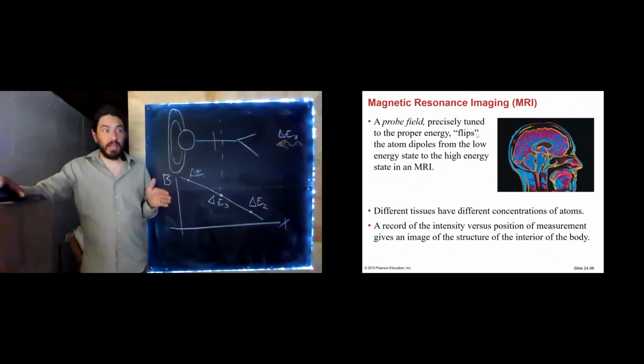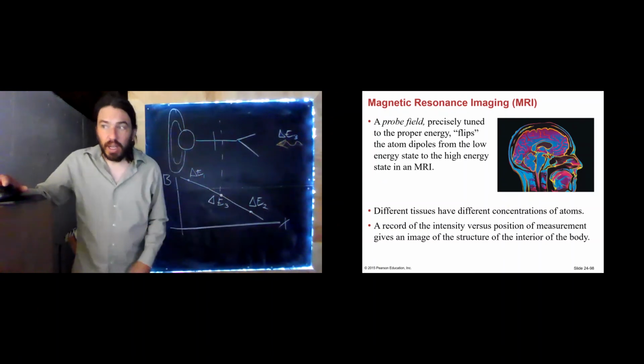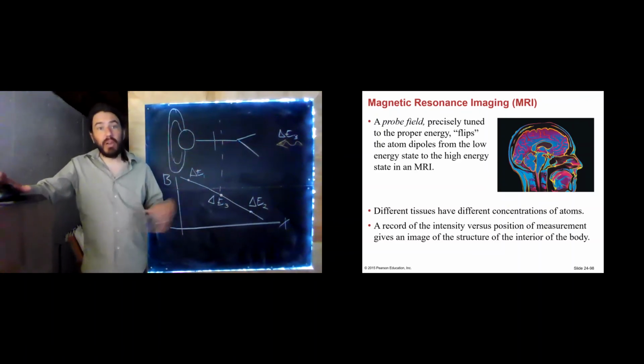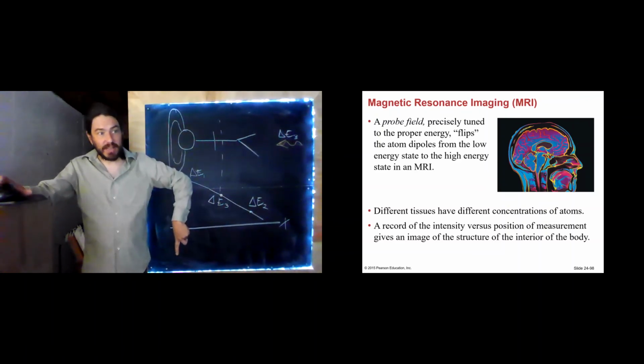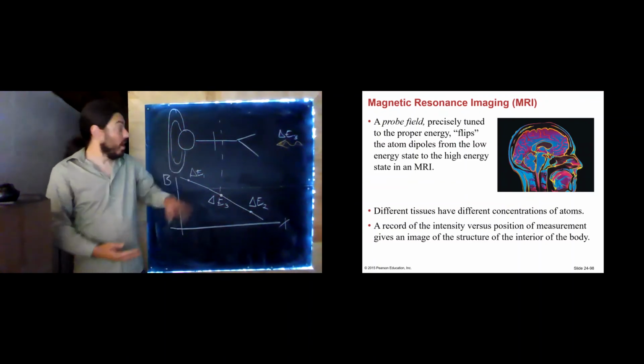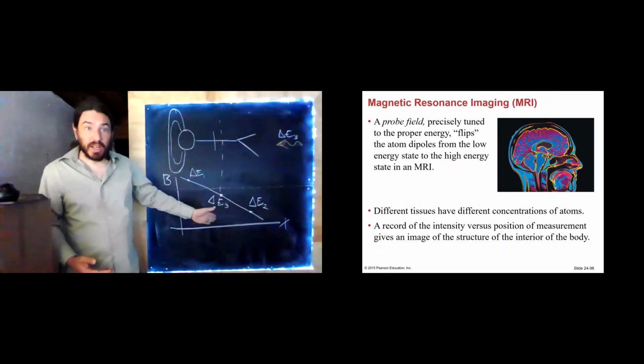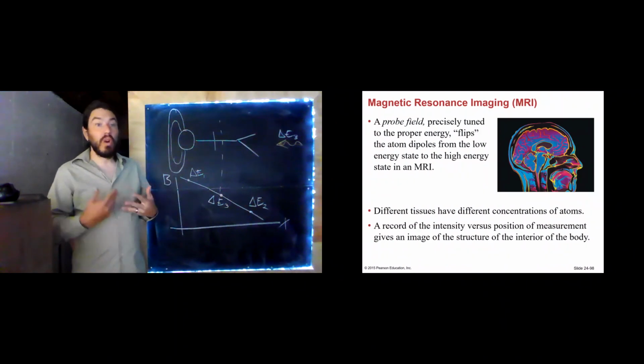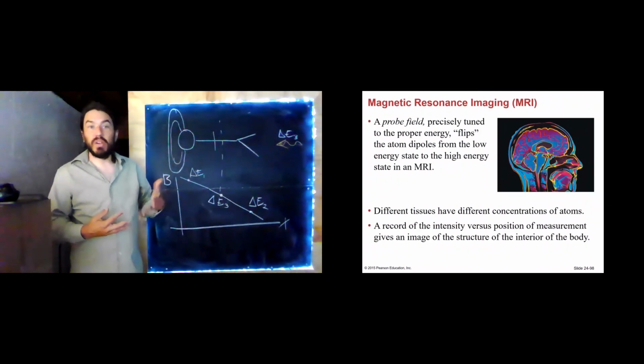So a probe field then flips the protons from the low energy to the high energy state. Now we know, just like a ball, if you give it a little nudge, will always roll downhill, things like to be in the lowest energy state they can. And so, in general, the protons in your body will be in the low energy state. And so, when that probe field comes along, and if it's tuned for the energy difference at one particular spot in the body, then it flips it to the higher energy state. It gets absorbed, and therefore we know that in that location there was a proton.